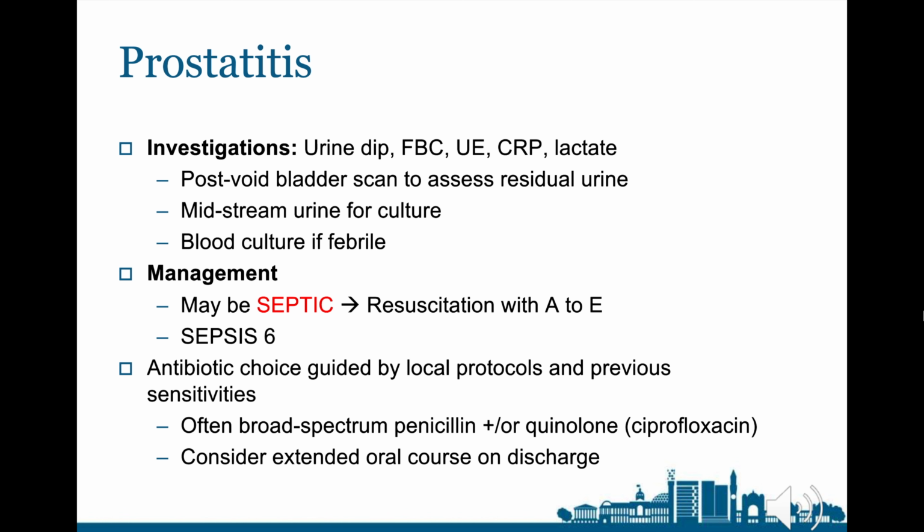Traditionally, the go-to antibiotics for prostatitis are quinolones, such as ciprofloxacin, as they have good penetration to the prostate, and we would give an extended oral course of 4 to 6 weeks on discharge. This has fallen out of favour a bit because of an increased risk of aortic dissection, aortic aneurysm ruptures, and tendon rupture with prolonged use of fluoroquinolones.